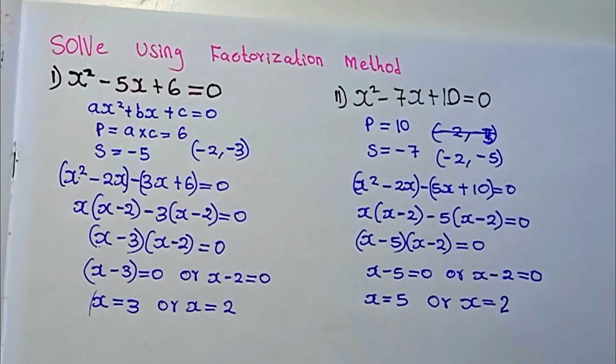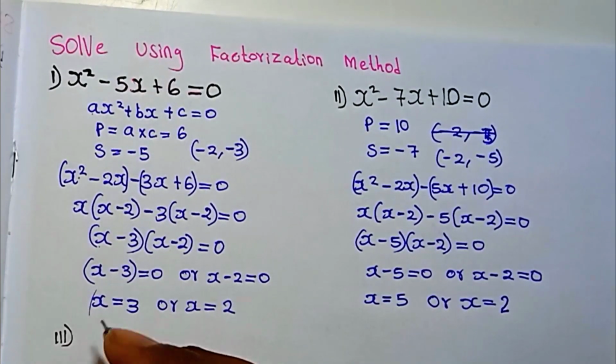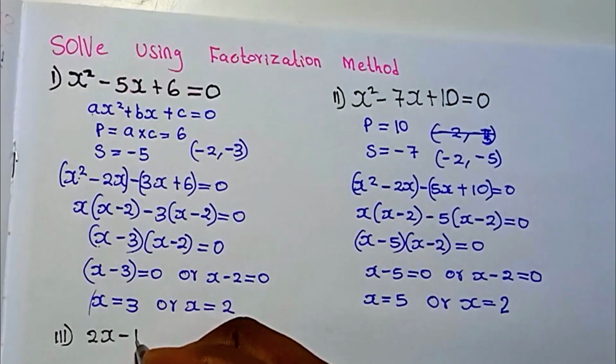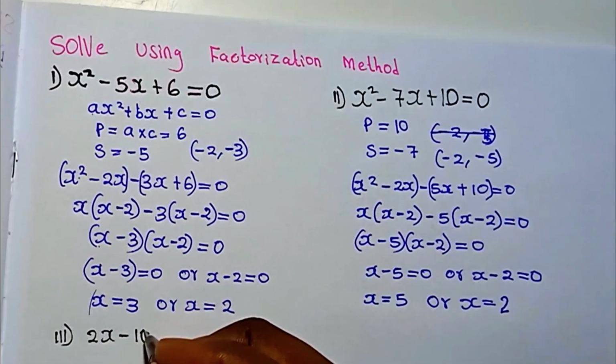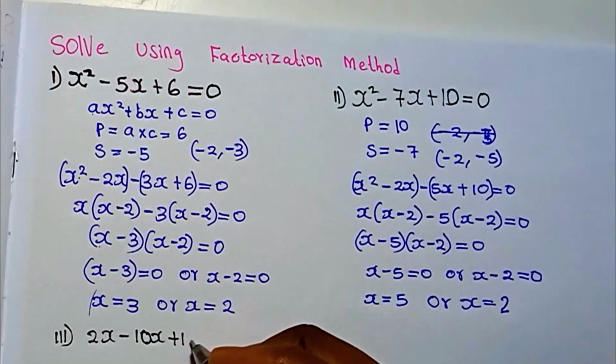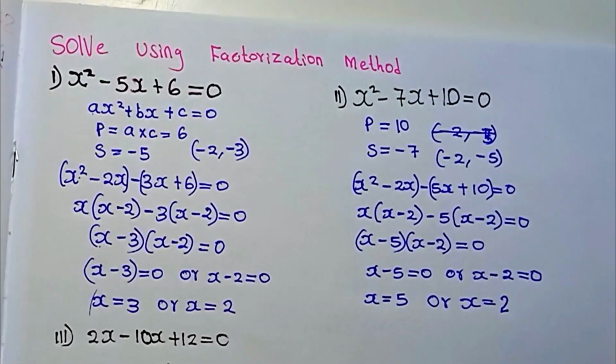So thank you for watching. You can try this. Let's try number 3. So we're going to have x squared minus 10x plus 12 is equal to 0. So try this and let me know in the comments what the answer is.